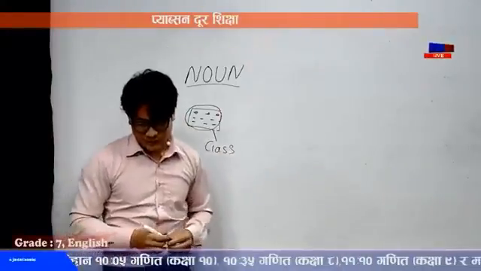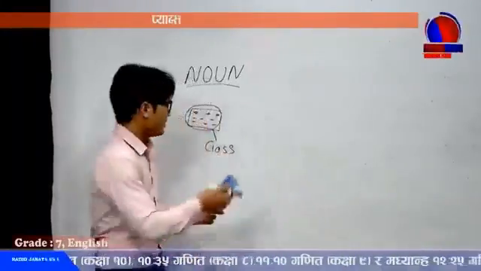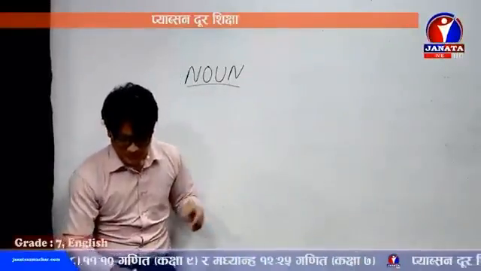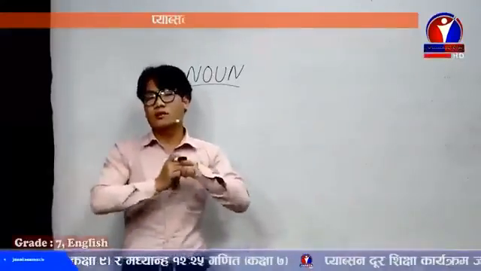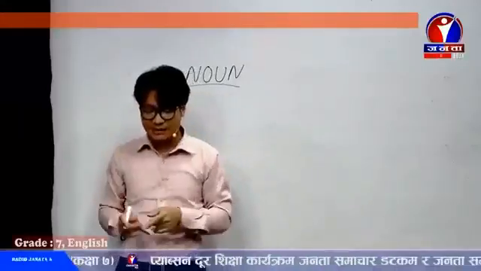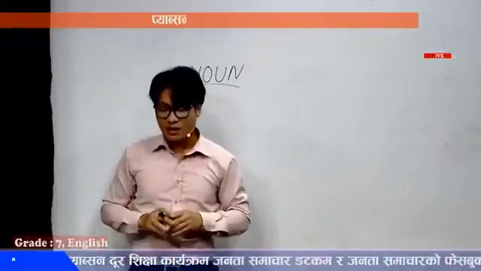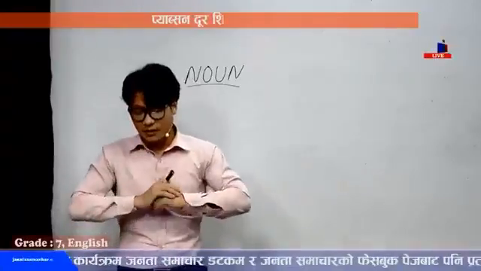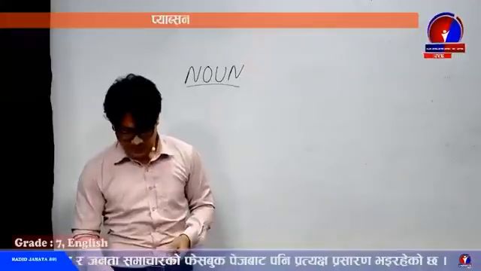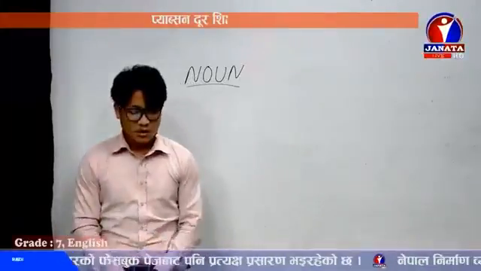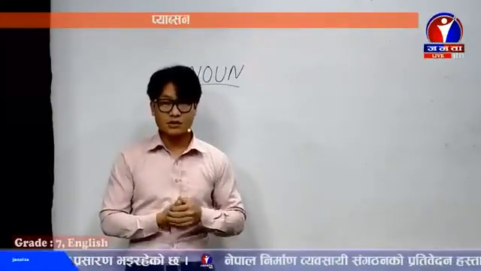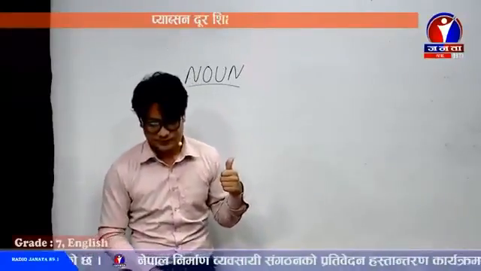Next you can see flock. Flock of sheep. Crowd, crowd of people. So crowd, flock, team, class, these nouns are collective nouns because they collect many members. So let's have an example. One is compound and another is collective noun. So let's have an example here.